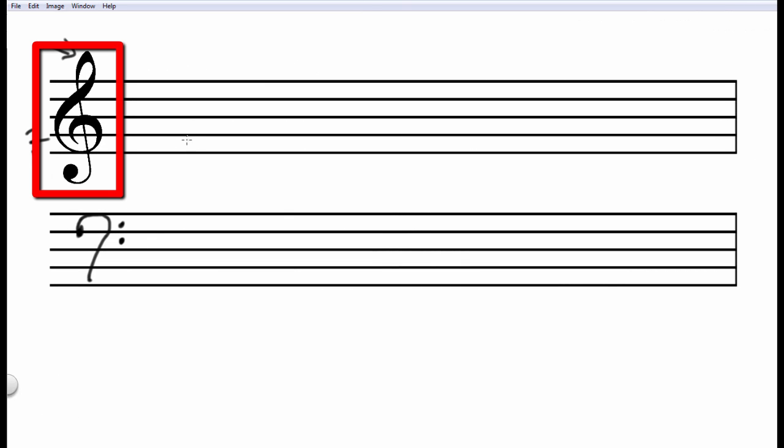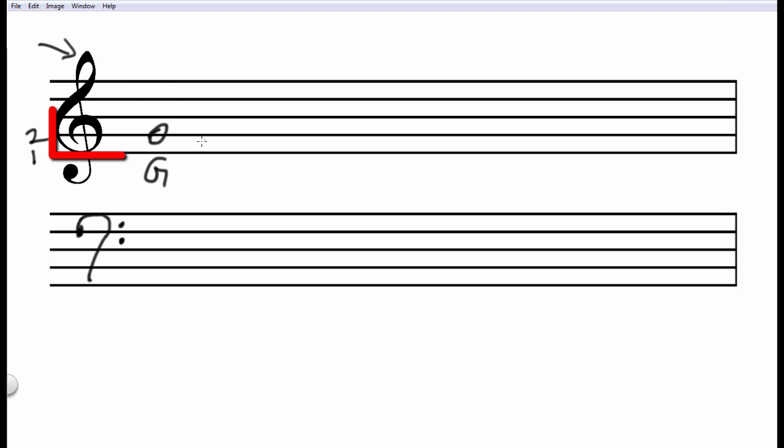This is the treble clef. Go to the second line and make a note. That note is G. You can see the circle on the treble clef circles the same line as the note G. So another name for the treble clef is the G clef.